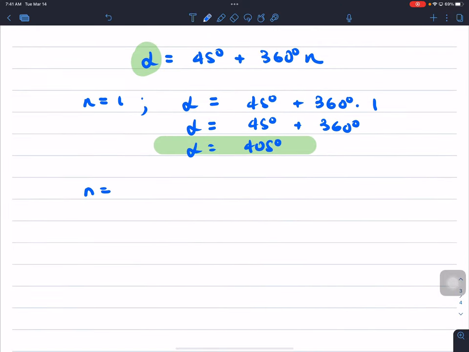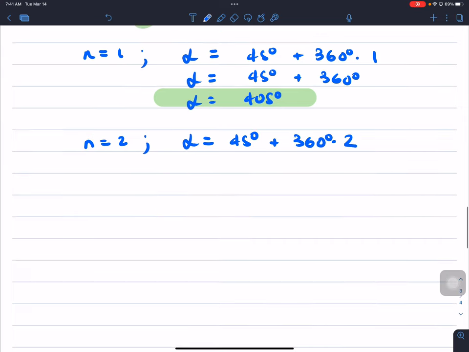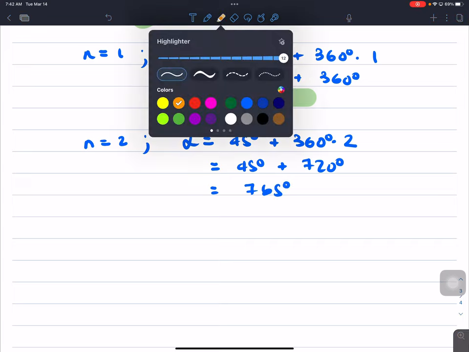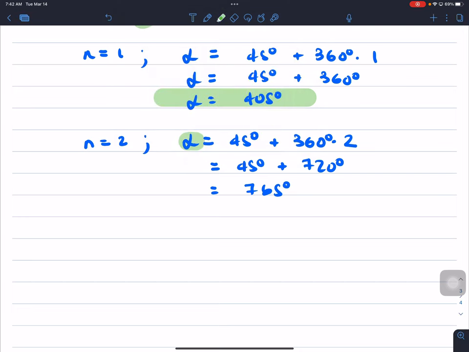I can go back to my formula and say, okay, n is 2 now, which means we start with 45 and we add 360 degrees times 2. What's 2 times 360? Isn't that 720? And what's 45 plus 720? 765. So what did you just find? A second coterminal angle. These angles are coterminal. Sorry, they share the same terminal point. You found a second coterminal angle.